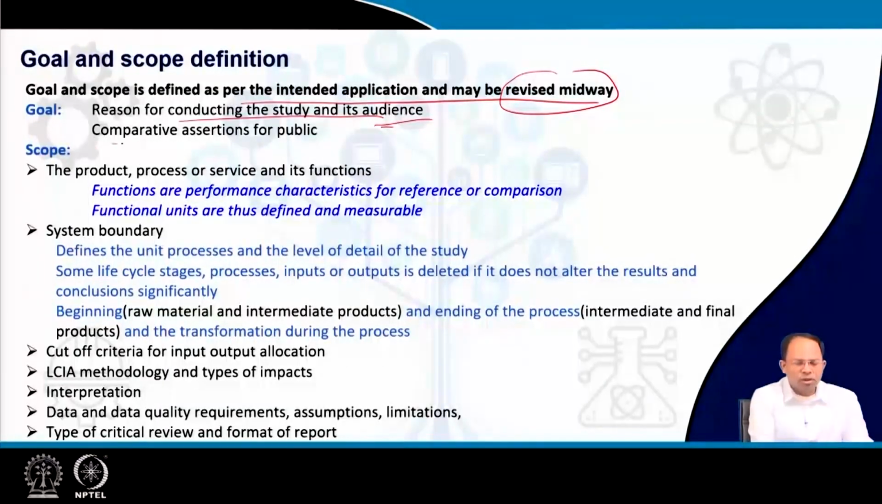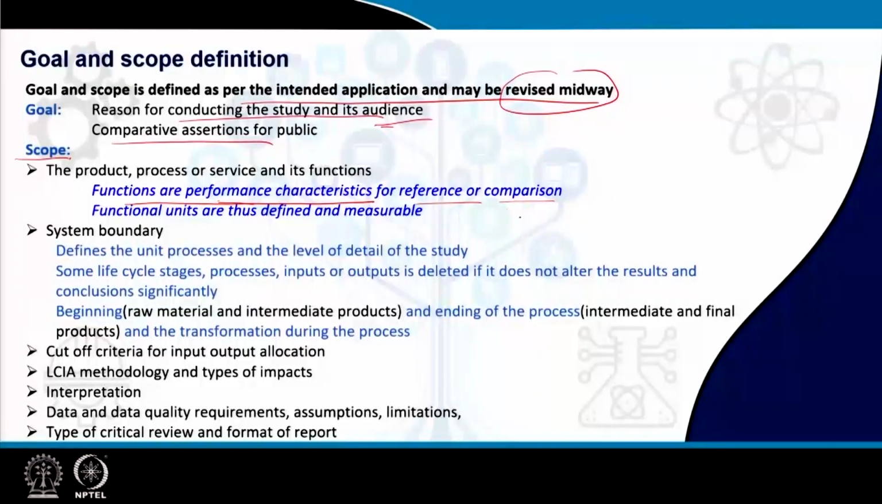Then this also helps us to give comparative assertions for the public between the products. The scope: within a particular product or a process, the functions are defined. These are performance characteristics for reference or comparison. So each product can have different functions or different characteristics. So we are comparing those for reference or comparison between the two products.